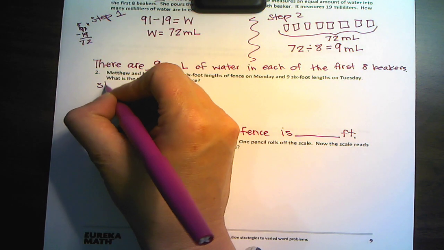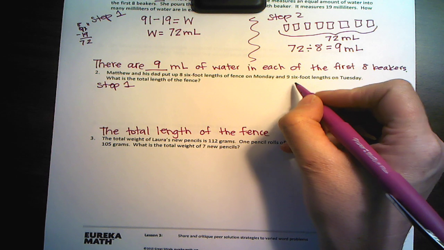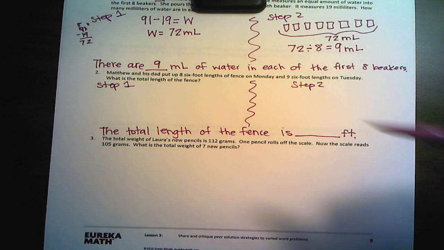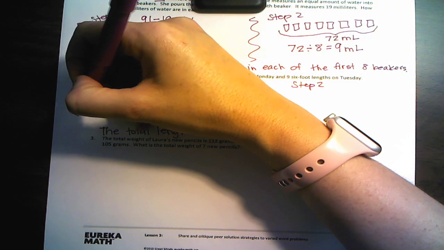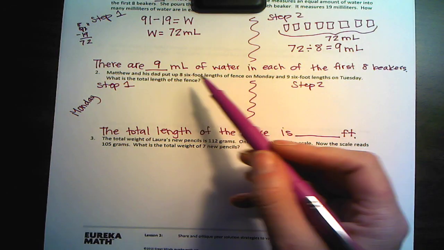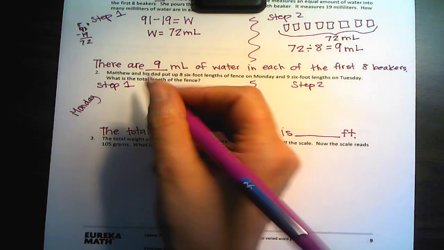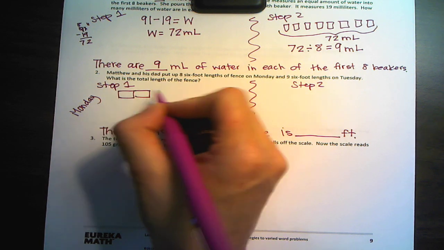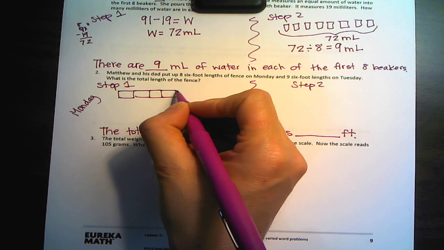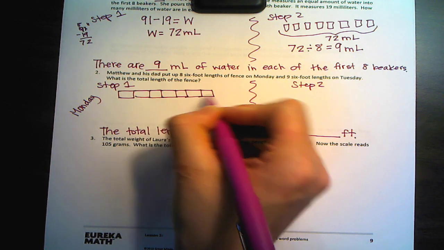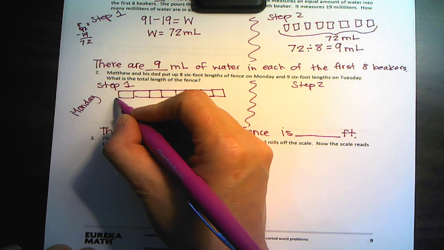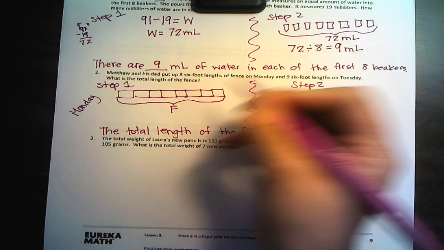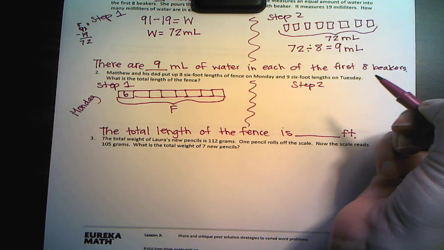So this again is our 2-step problem, right? Step 1, step 2. So on Monday, I'm gonna label this as Monday. He put up 8 6-foot lengths of fence. So if we were to draw it, it'd be 1, 2, 3, 4, 5, 6, 7, 8, right? So this is our unknown. And let's put F for fence. And each of these measures 6.